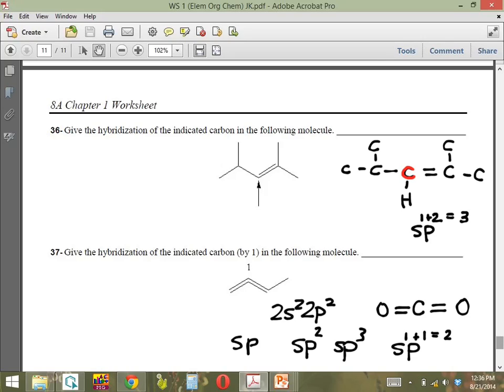Any other questions? So the answer would be sp2. For 36, the answer is sp2. And you see there's this nice little line here. That's telling you write your answer on the line.